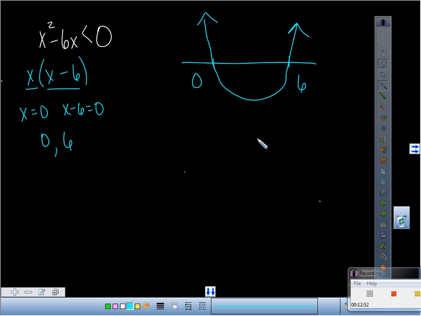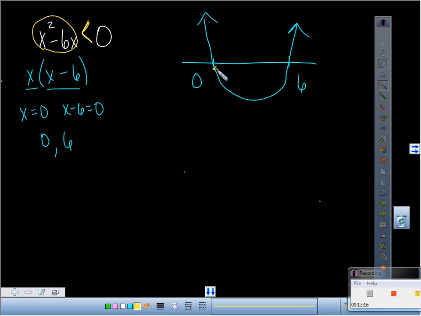Okay? Now, here's where you have to make your decision. Y'all listen to me. You're choosing between two things. You either want the tail, which are these two little end pieces, or you want the hump. Okay? I mean, that's it. That's the choices. The hump or the tail. Which part of the parabola is less than 0?